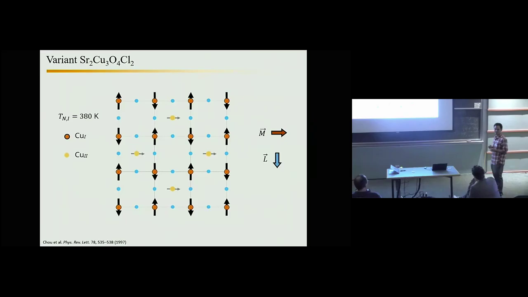But they haven't ordered yet, right? At high temperature. Sorry, this drawing is below TN1, but above TN2, where TN2 is the temperature where the copper 2s themselves order. So think of the copper 2s again as just a paramagnet with a field applied to it.